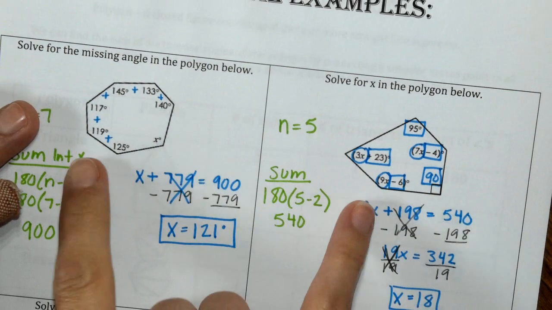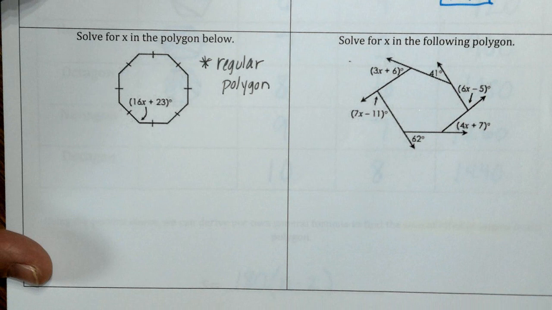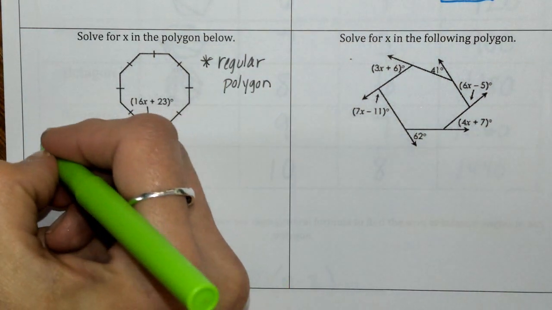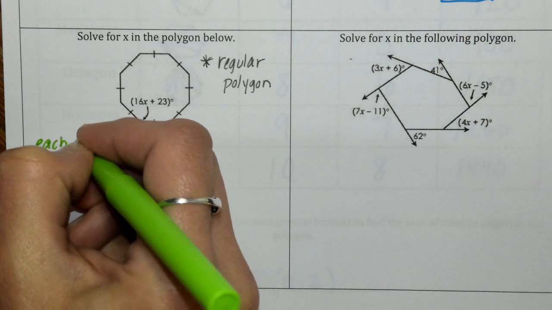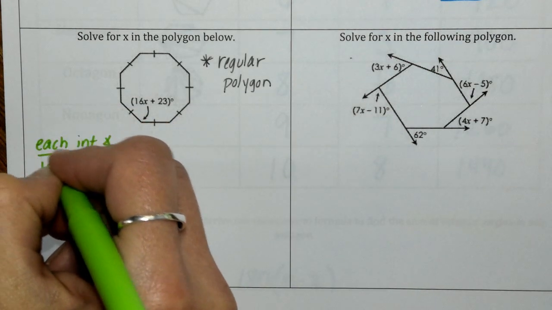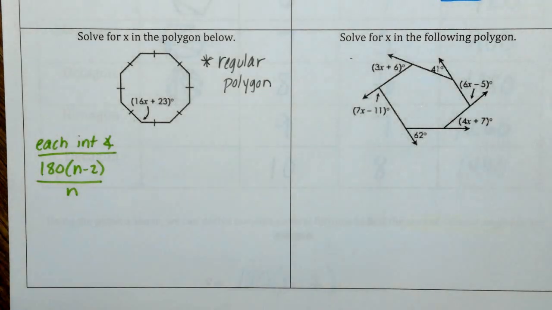Okay, these were not regular. All the sides were different. All the angles were different. So here, if we use our formula for each interior angle, we have our 180 times n minus 2 over n. So let's figure out what n is.